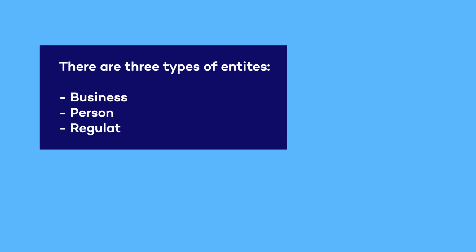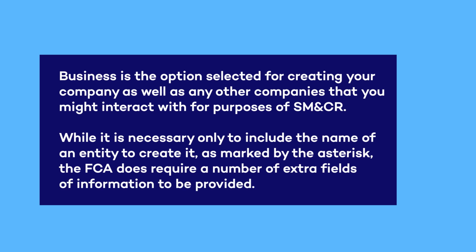There are three types of entities which can be created: business, person, and regulator. These are all set up in a similar way as follows. Business is the option selected for creating a company, as well as any other companies that you might interact with for the purposes of SMCR. Should you have multiple companies under the umbrella of your firm, they can all be recorded here.